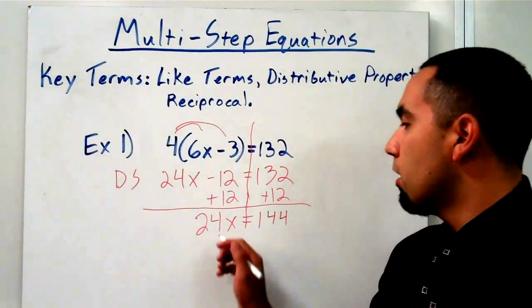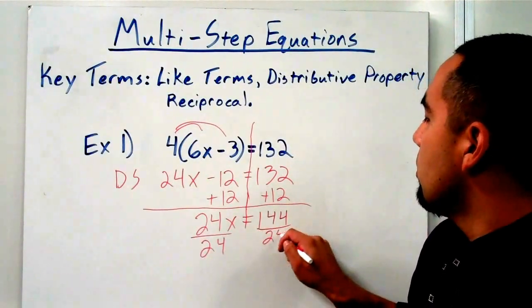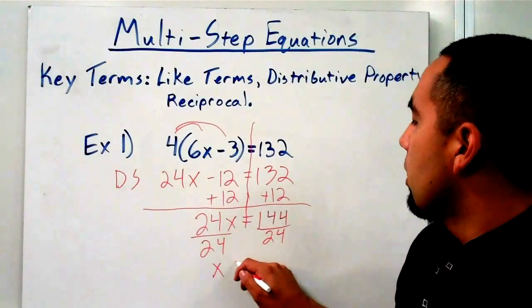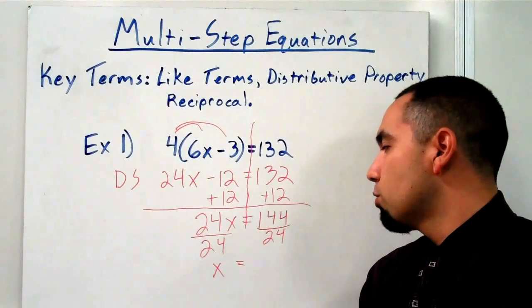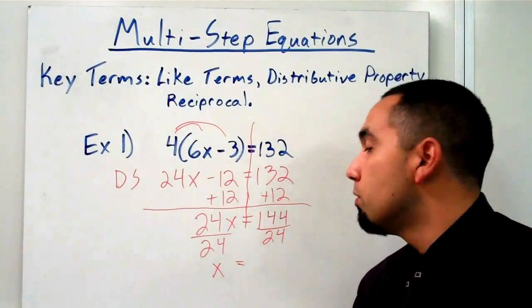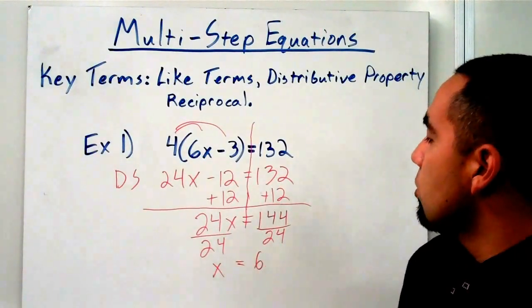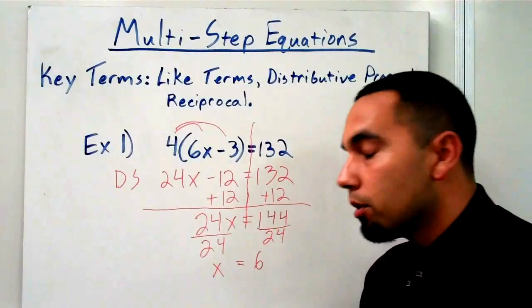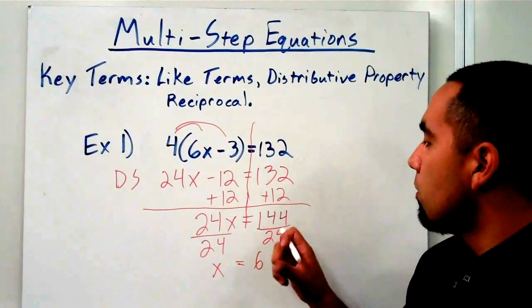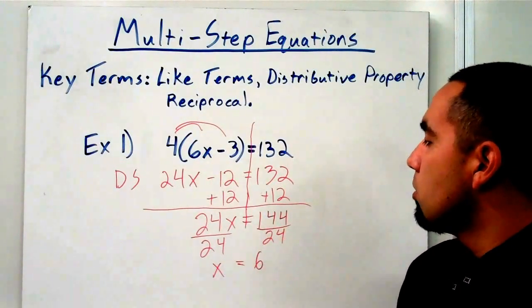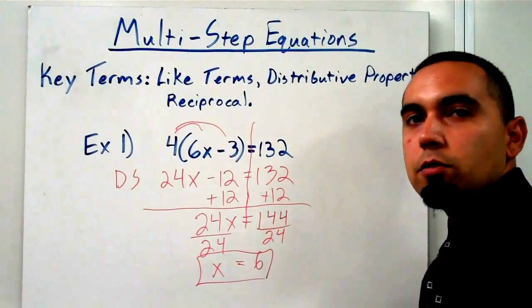Okay? And then I'm going to divide by 24. So once I divide by 24, I get x equals 144 divided by 24. Well, I know 12 times 12 is 144, so 24 times 6 should be 144, excuse me. And let's just double check. 6 times 4 is 24, that would be a 2. 6 times 2 is 12, that's 14, 144. I know my answer is right there.